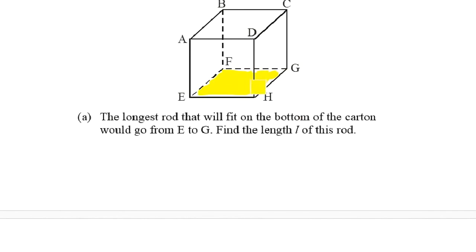Okay, I got it. So now what is the question they are asking for? The longest rod that will fit on the bottom of the carton would go from E to G. I beg your pardon for this. It's not a straight line, but imagine it's a straight line. Find the length L of this rod. So this length L, we need to find it.